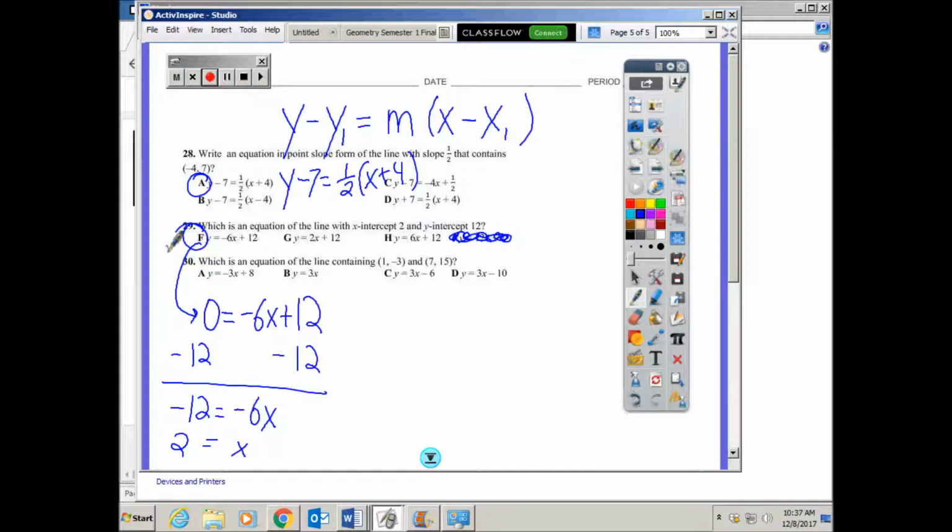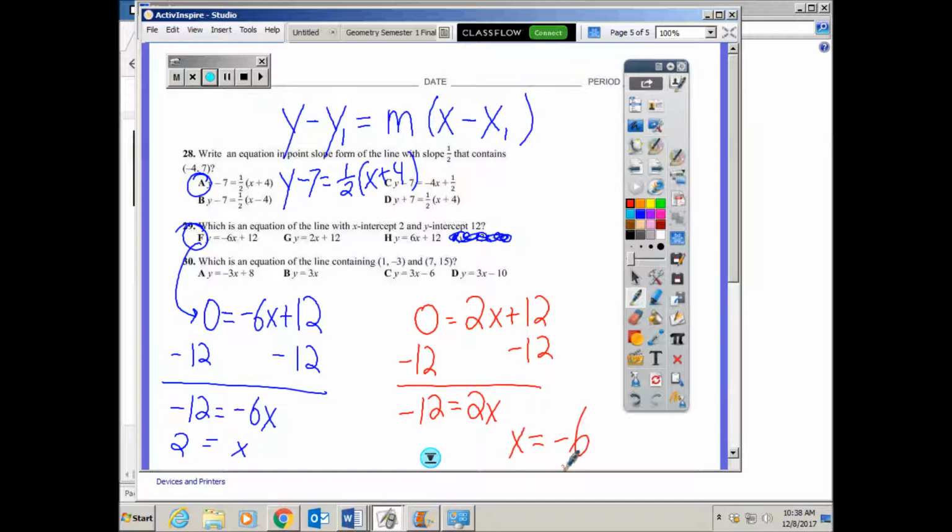My answer is F. To give you an example of how I would know, because I just got lucky, the first one is the correct one. Let's look at G. If I plugged 0 in for y, and I subtracted 12 from both sides, negative 12 equals 2x, x equals negative 6. So when y is 0, x is negative 6. That's not the correct answer because they're telling me they want the one where the x-intercept is 2.